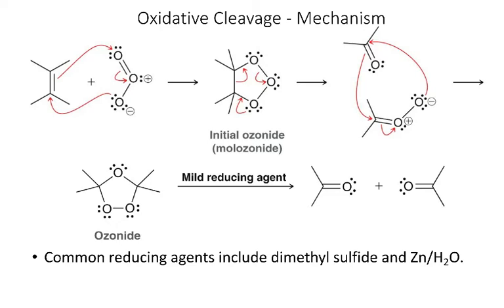Then we have the loss of a leaving group here and here. And we've got a resonance here, producing these two carbonyl groups. They then rearrange. We get two more nucleophilic attacks to produce this ozonide. And then if we hit it with a mild reducing agent, we get our final products. Common reducing agents are either dimethyl sulfide, which we'll typically abbreviate as DMS, or using metallic zinc with water.